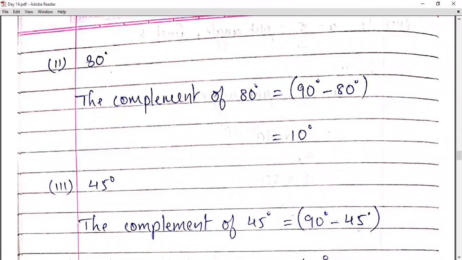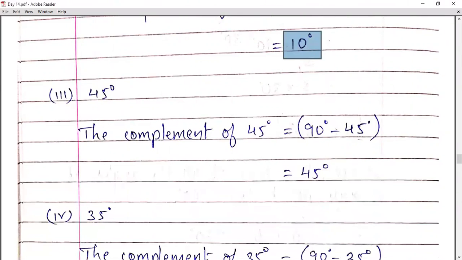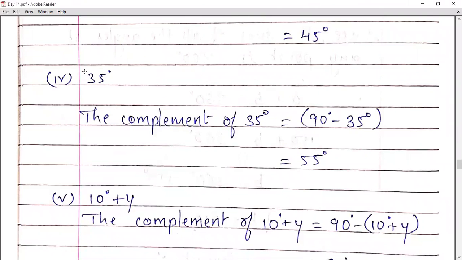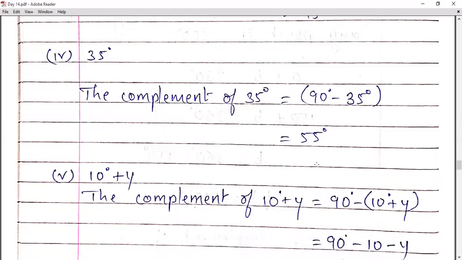Complement of 80 degrees, 90 minus 80 degrees, that is equal to 10 degrees. Part 3 is 45 degrees. The complement of 45 degrees is equal to 90 minus 45 degrees. 90 minus 45 will give you 45 degrees. 35 degrees. The complement of 35 degrees will be 90 minus 35 degrees. That is equal to 55.